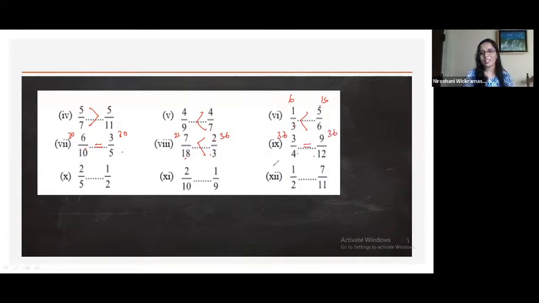I think this way is easy for you, right? 2 times 2, 4. 5 times 1, 5. So 1/2 is the larger fraction here. 9 times 2, 18. 10 times 1, 10. So 2/10 is the larger fraction here. 2 times 7, 14. 11 times 1, 11. So 7/10, 11 is the larger fraction here.